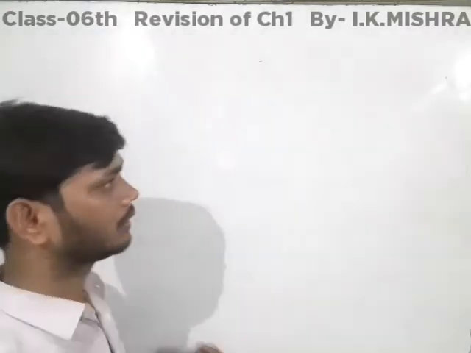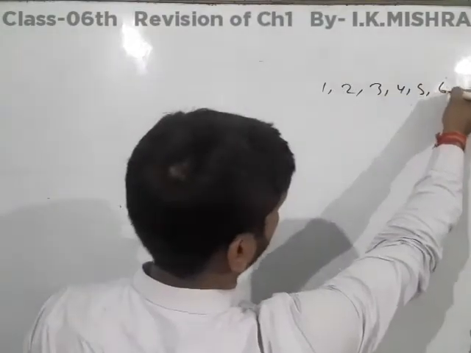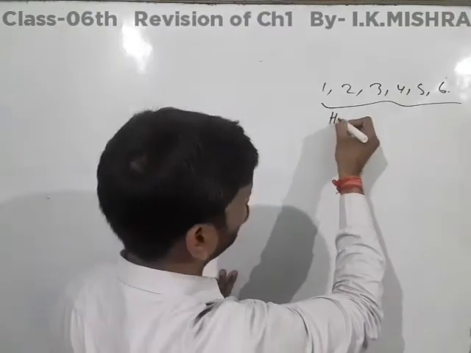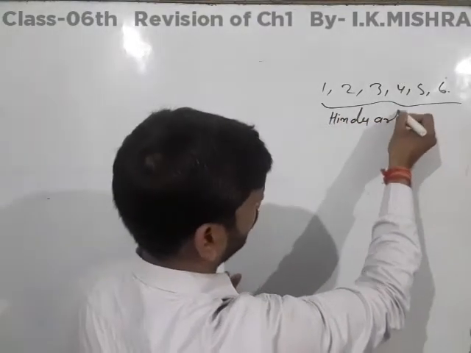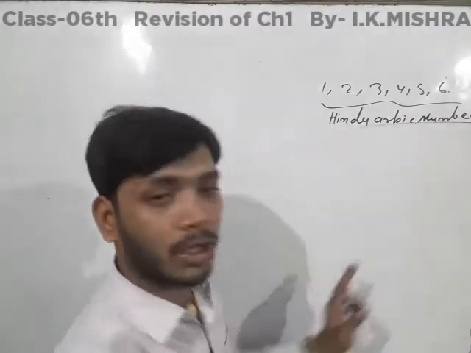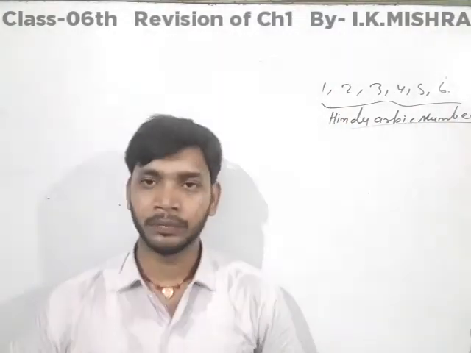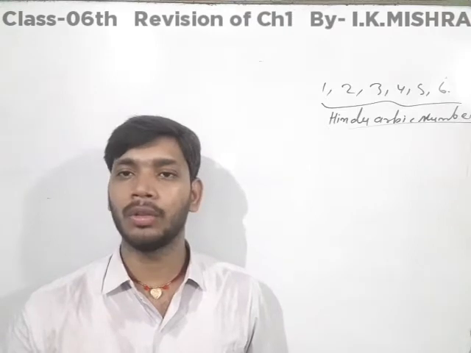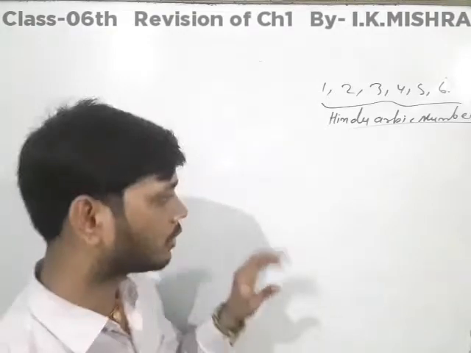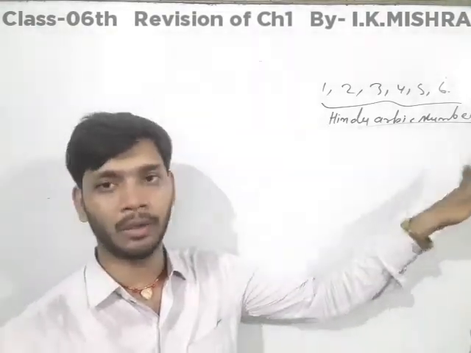Students, this type of number, 1, 2, 3, 4, 5, 6, is written in the notation known as Hindu Arabic number. But you have to write the same number in Roman. For Roman we use some rules, so understand the rules. First of all, know the notation of 1 to 10 in Roman.